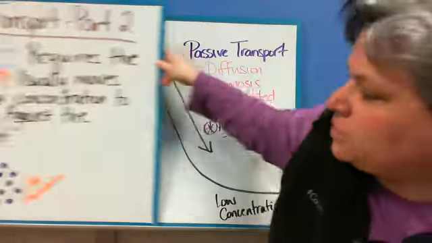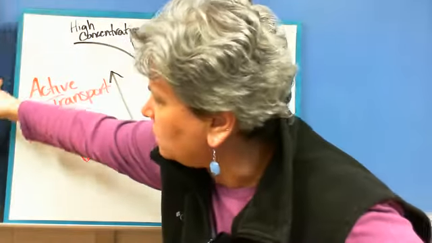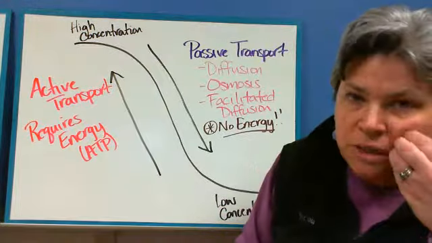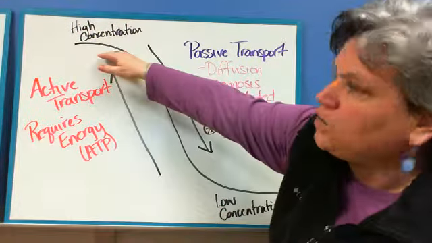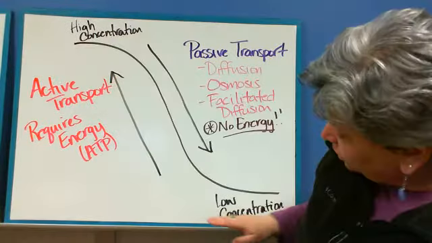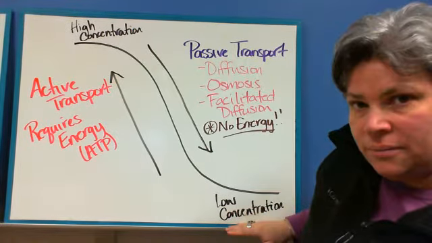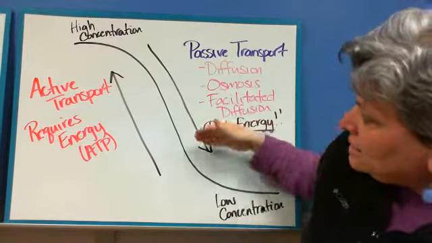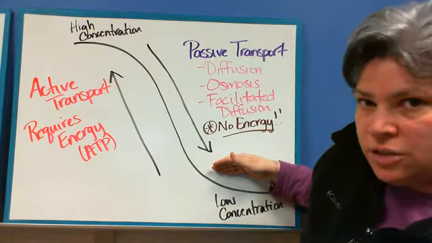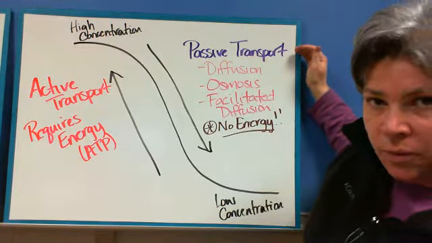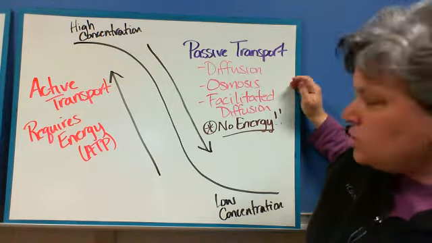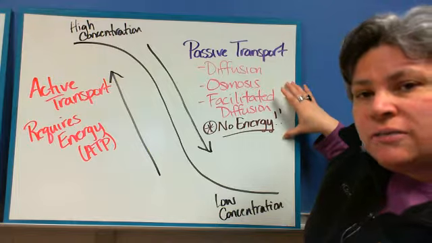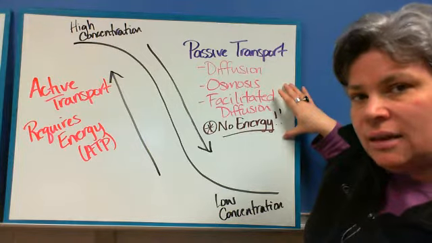What I'd like you to do is turn back in your note packet to the very beginning. This picture is listed in the very beginning of your notes. So we've got the high concentration at the top of the hill, low concentration at the bottom of the hill. If we are riding down the hill, no energy, that is passive transport. Examples being diffusion, osmosis, facilitated diffusion, no energy is invested on this side.